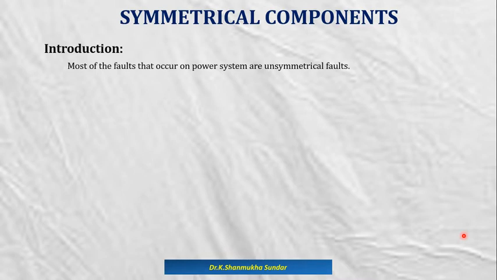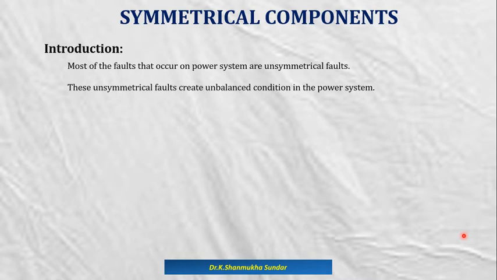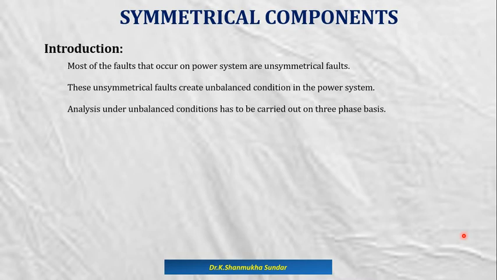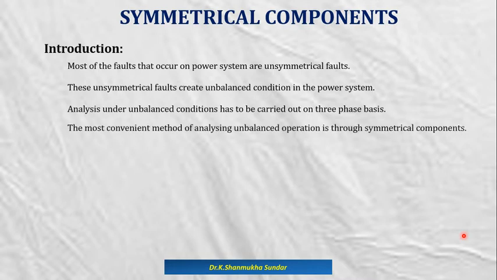Most of the faults that occur on a power system are unsymmetrical in nature. These unsymmetrical faults will create an unbalanced condition on a power system, and this unbalanced condition must be analyzed on a three-phase basis. Now how to carry out this analysis? We need some tool to analyze this unbalanced condition. The most convenient method of analyzing unbalanced operation is through symmetrical components.